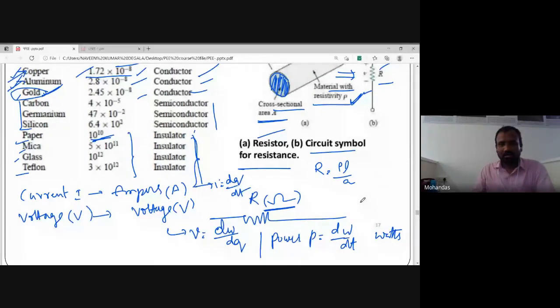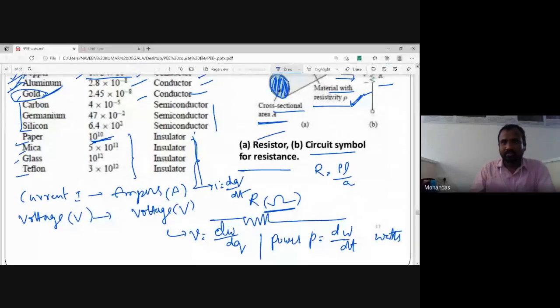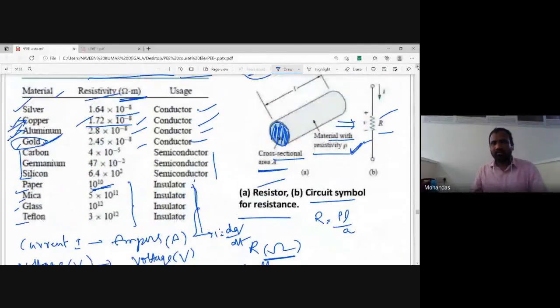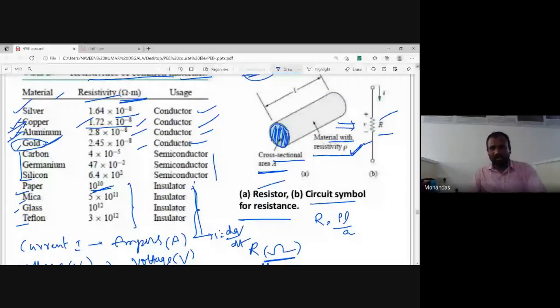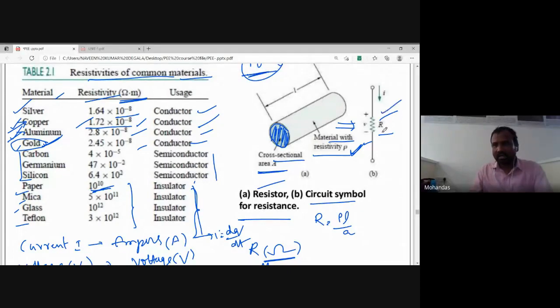Branch is an element, and node is an interconnection of the branches. Loop is a possible combination of closed path in a circuit. Later we discussed about the resistance. Okay, it is a property of a material which opposes the flow of electrons, and it is measured in ohms. Symbolic representation is this, and a letter R is used to represent the resistance of a particular element. So these are the specific resistances.